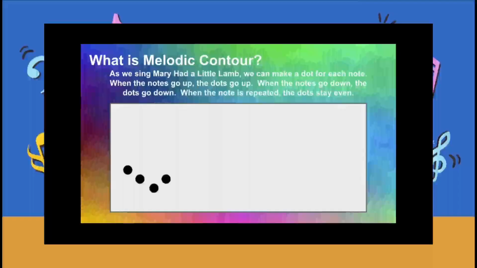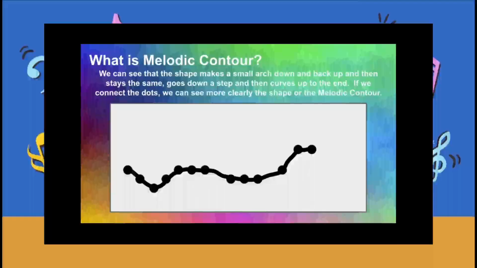Mary had a little lamb, little lamb, little lamb. We can see that the shape makes a small arch down and back up, and then stays the same, goes down a step, and then curves up to the end. If we connect the dots, we can see more clearly the shape or the melodic contour.